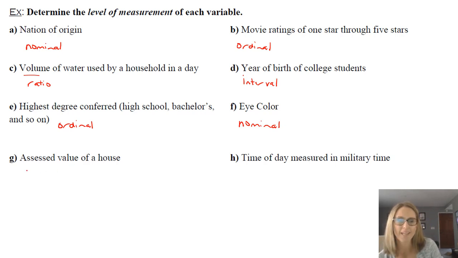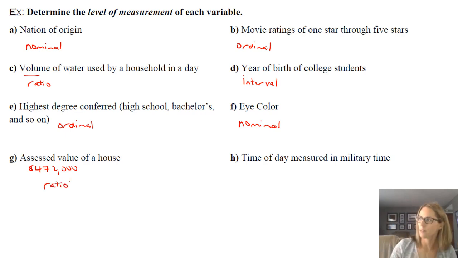Assessed value of a home. Now we're back to money. So say your home is worth $472,000, which is maybe even low for LA now. That is ratio. It's very easy to say, oh my gosh, this person paid triple what I paid for my house, or this person's house is assessed at double what mine is. So those are always the idea of ratio when you can use those words.